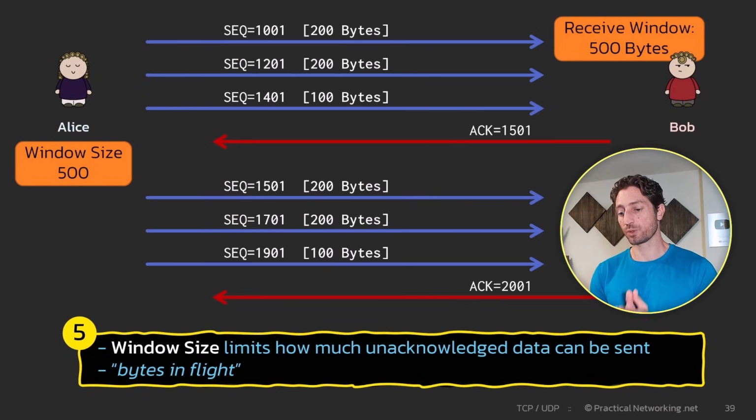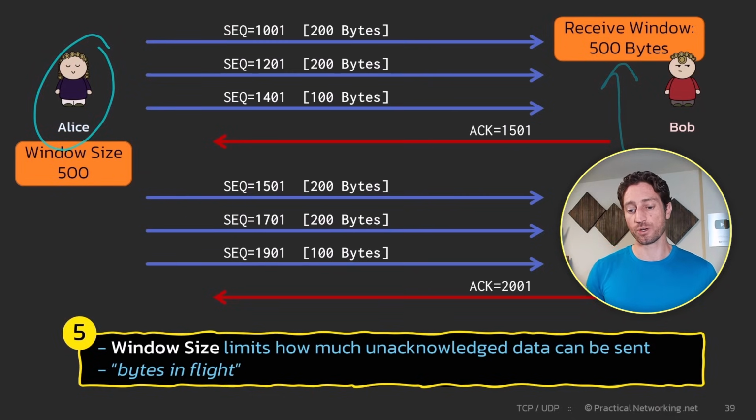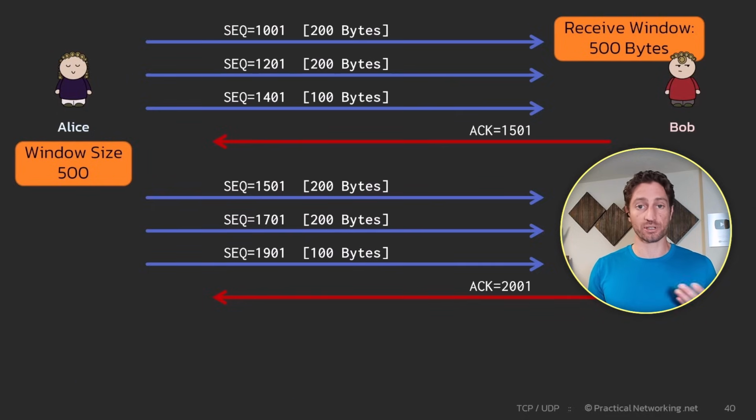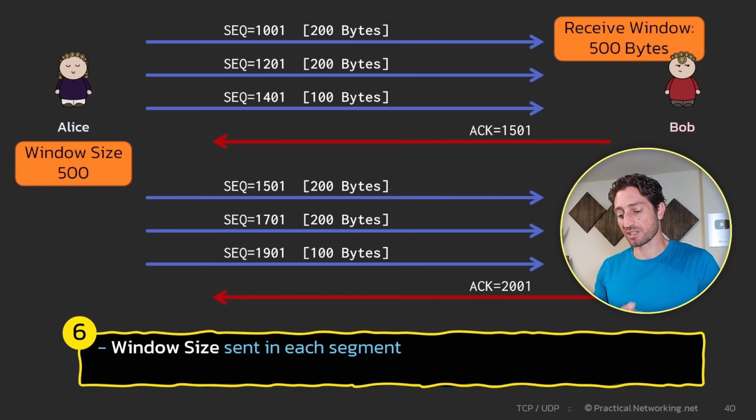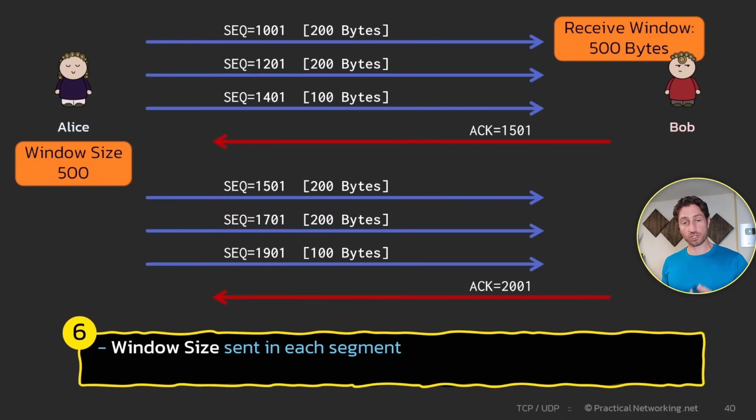Which brings us back to a question that we asked earlier. Bob set his receive window at 500 bytes, but how did Alice know what that receive window was? Well, that has to do with idea number 6. Idea number 6 is that the window size is actually sent in every single segment. Remember that the window size is actually a field in the TCP header, so every TCP segment sent between Alice and Bob includes a window size field, which means these acknowledgements sent by Bob also included the window size that Bob intended to use.